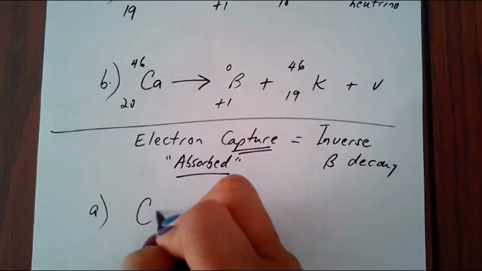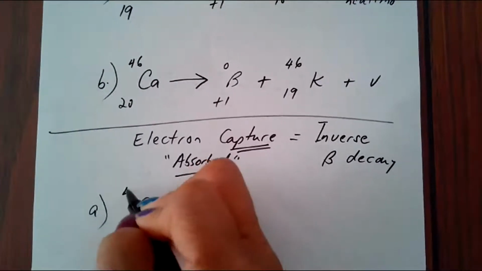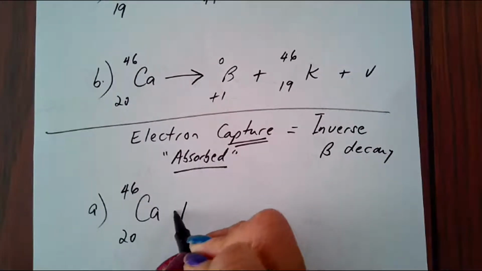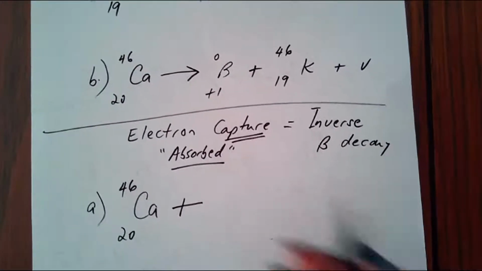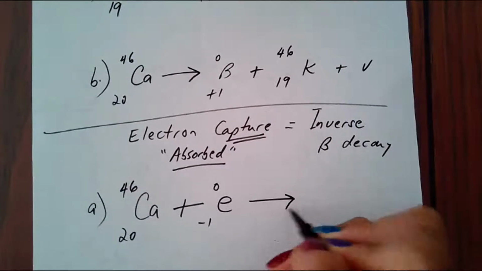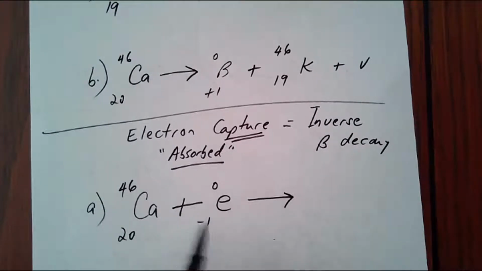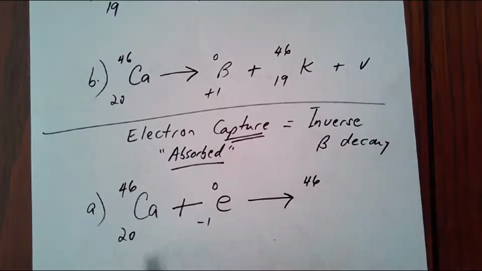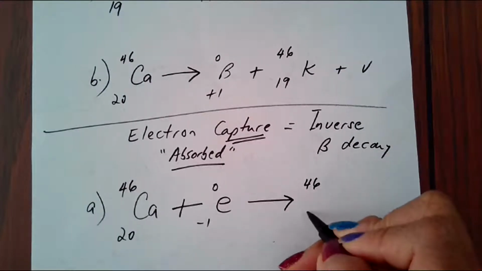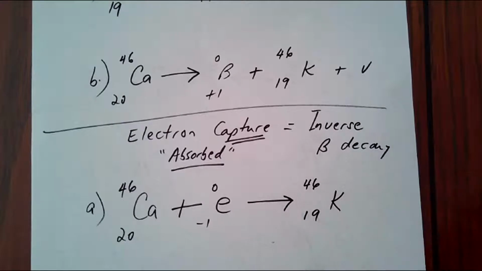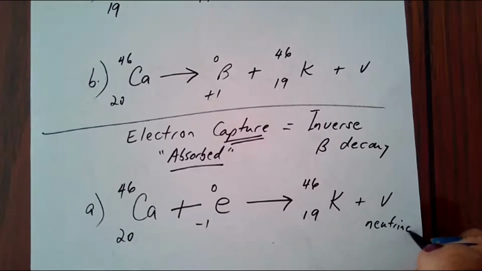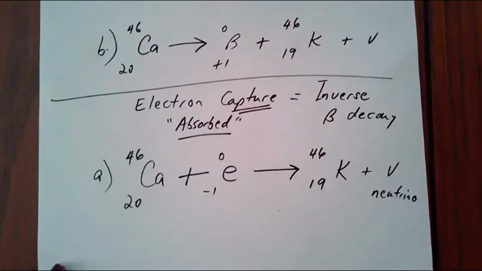Let's look at calcium again, 20 and 46, just like what we used in the previous example. This time it is absorbing the electron. So electron, 0, -1. And what you get is 46 plus 0 is still 46, and 20 plus -1 is 20 take away 1, which is 19. And you get potassium. And again, a release of a neutrino as a product of an electron capture.